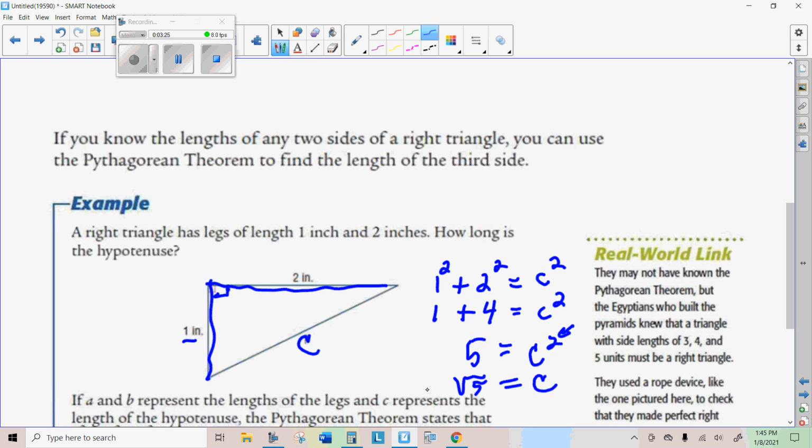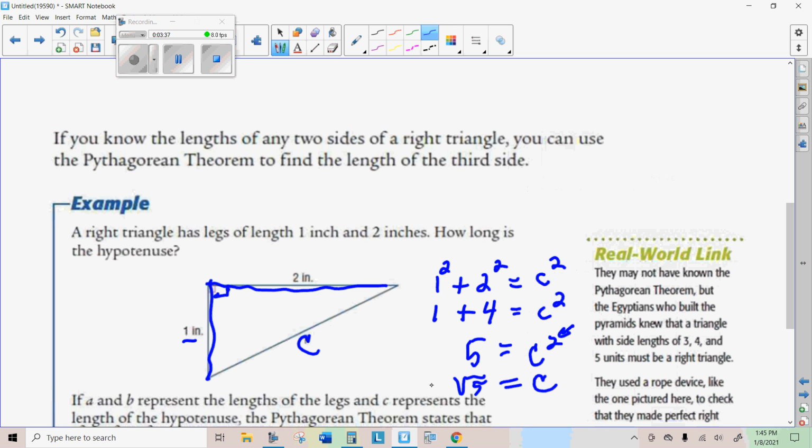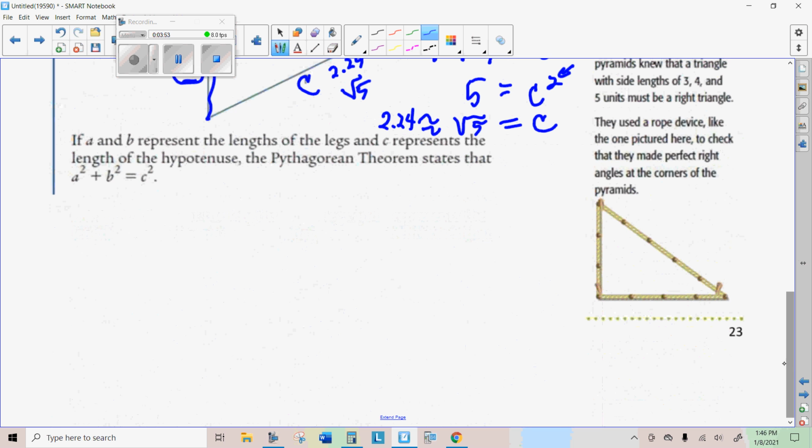If you want to approximate, to see it as a decimal number, you would put it in your calculator and do the square root of that. So it's about 2.24. So this side length is 1, this side length is 2, and this side length is about 2.24, or exactly the square root of 5.